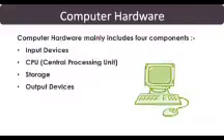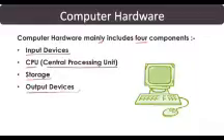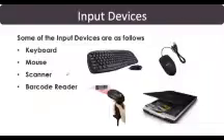Computer hardware mainly includes four components, which include input devices, the CPU, which is also known as central processing unit, the storage devices, and the output devices. So now we are going to talk about all these devices one by one.